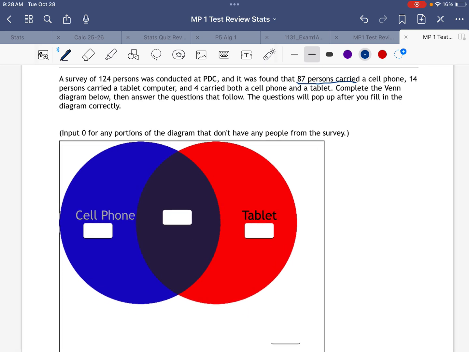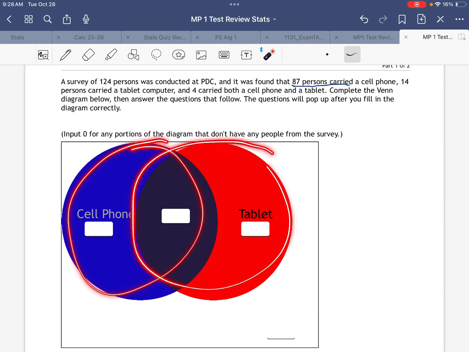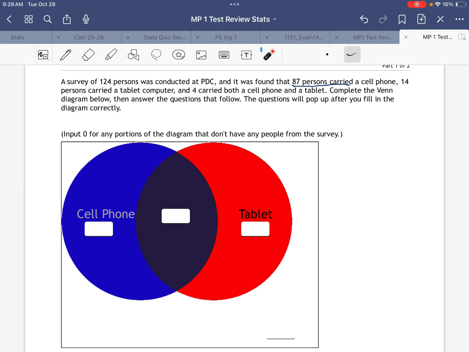In this example, this blue circle represents people that carried a cell phone. This red circle represents the people that carried a tablet. We practiced making Venn diagrams a while ago, and I ran into a lot of people that would have written this as, okay, 87, 4, and then 14. But the problem is, if you were to add these all up, sometimes it was going to go over the 124 people.